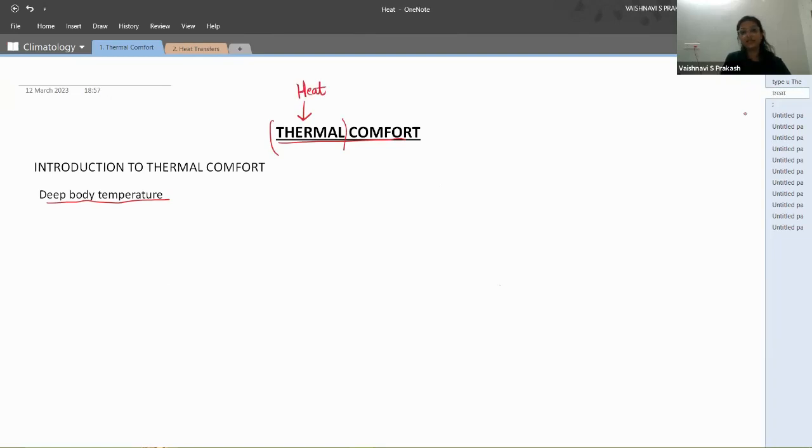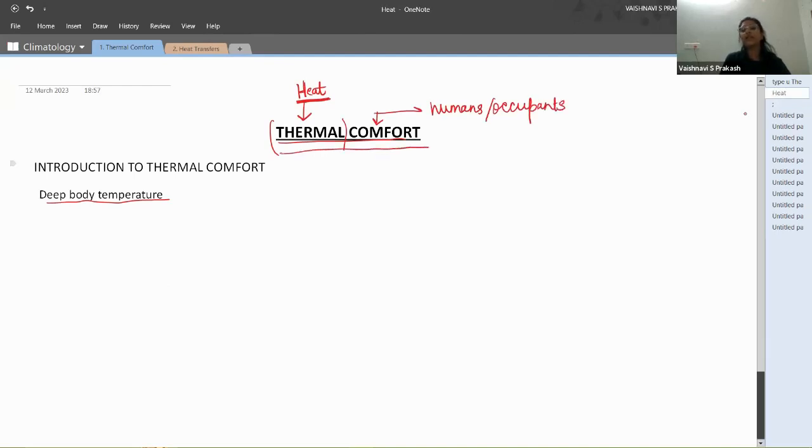Correct? Like thermal gain, thermal mass, whatever it is, it's always something to do with heat. This is your keyword. The word comfort is always with respect to humans or occupants. So when we say thermal comfort, we're trying to see what in terms of heat.